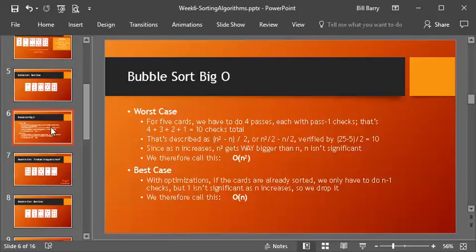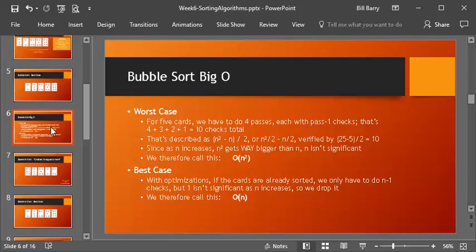Okay, n squared complexity. Now, for the best case though, we have a different scenario. If we have the cards already in order as we did in the previous slide, then we simply have to make one pass through it. So we actually had n minus 1 checks. Again, as n grows, the minus 1 becomes insignificant. We don't really care. So we just call this big O of n. This is a linear complexity, right? Big O of n. So that's how big O notation works, and that's how it applies to the bubble sort.